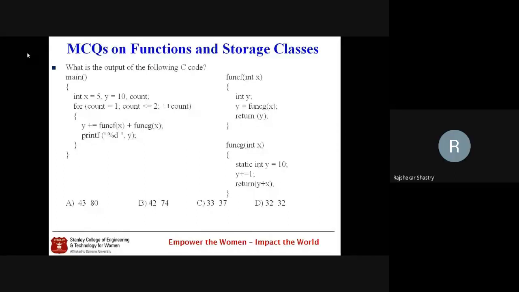X is 5, remember. And they are all non-static variables, automatic type, not to worry. And here in this one, Y is static, of course. In function G, a variable Y is declared as static.